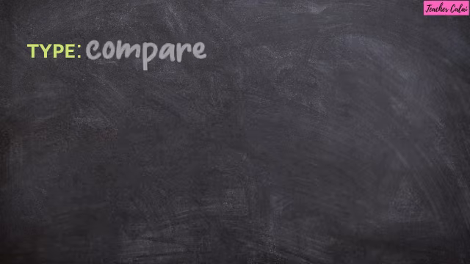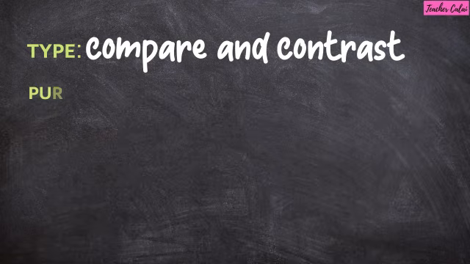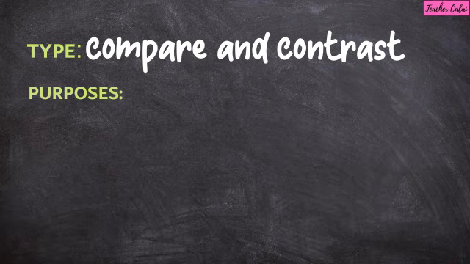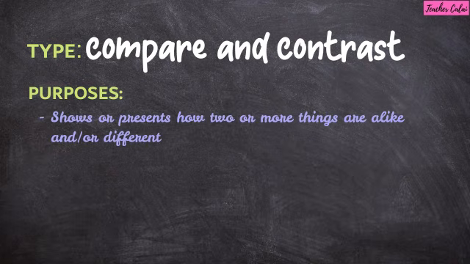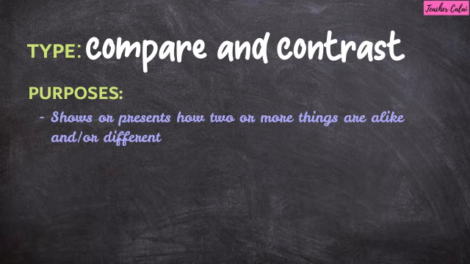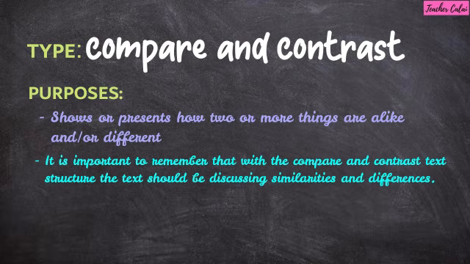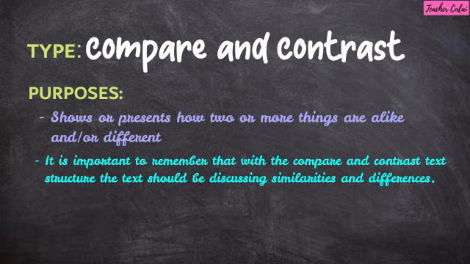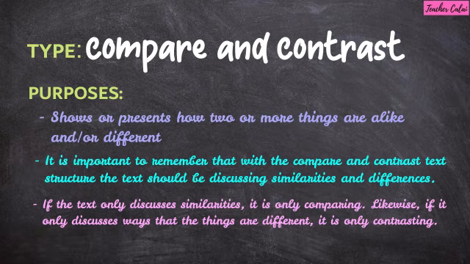The third one is compare and contrast, and the following are the purposes. First, it shows or presents how two or more things are alike and/or different. Second, it is important to remember that with the compare and contrast text structure, the text should be discussing similarities and differences. Lastly, if the text only discusses similarities, then it is only comparing. Likewise, if it only discusses ways that the things are different, then it is just contrasting.